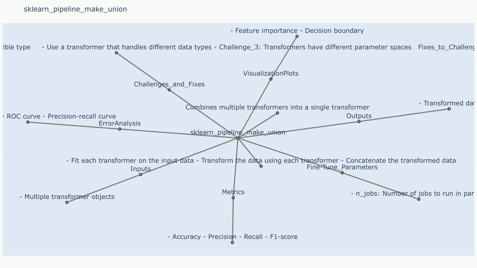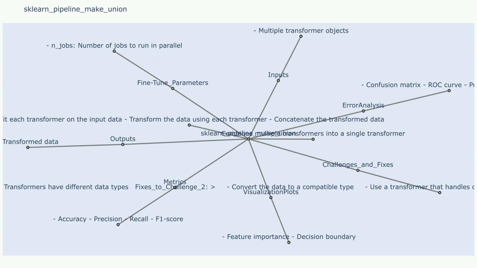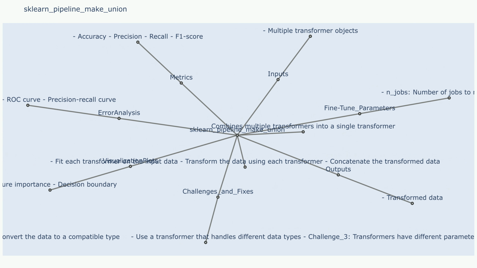Step 2. The transform method of the composite transformer applies each individual transformer in the list to the data sequentially. The resulting output from one transformer is then passed as input to the next transformer. Metrics. Metric 1. None. Make_union is a transformer and does not directly compute performance metrics. Performance metrics would be calculated on the final estimator after the transformations are applied. Metric 2. None. Not applicable.